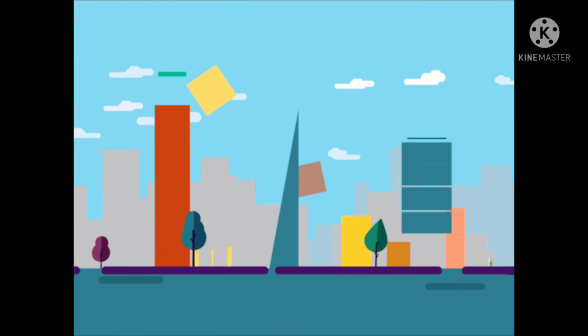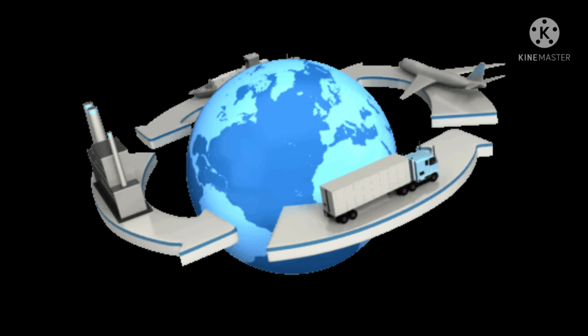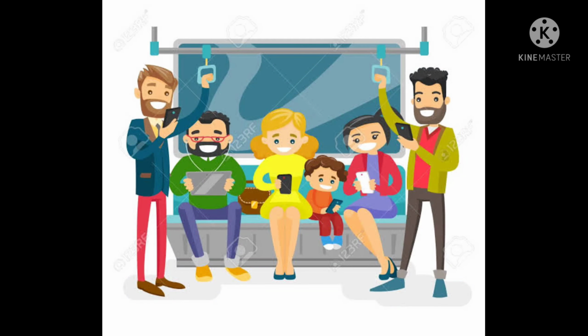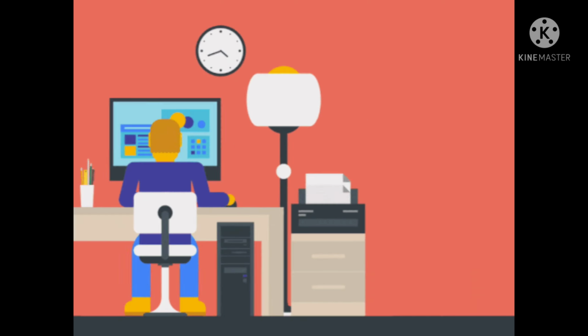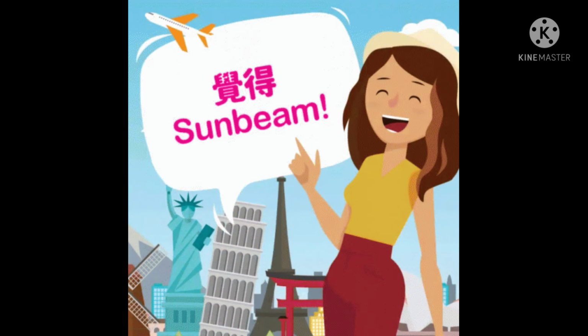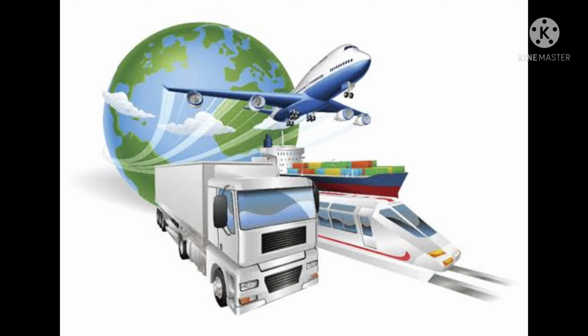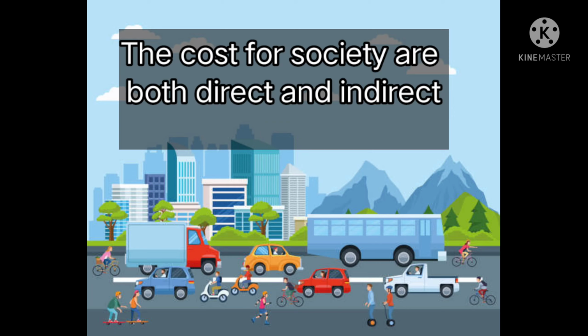And now, let's go on to topic 1.3, transportation and society. The purpose of transportation is to provide a mechanism for the exchange of goods, people, and information, and to support economic improvement for society. Transportation provides the means to travel for purposes of employment, exploration, or personal fulfillment, and is a necessary condition for human activities such as commerce, recreation, and defense. The costs to society are both direct and indirect.